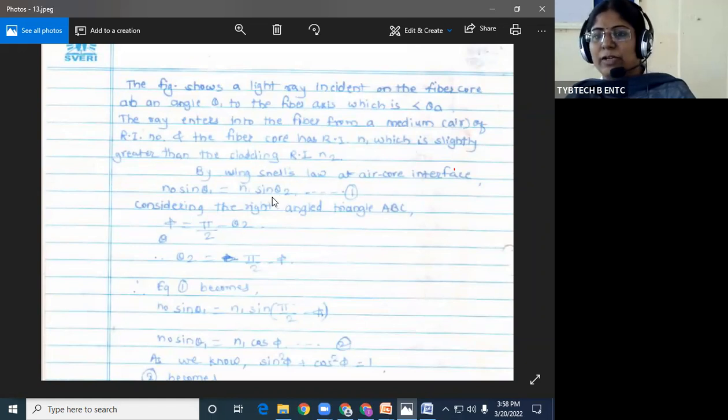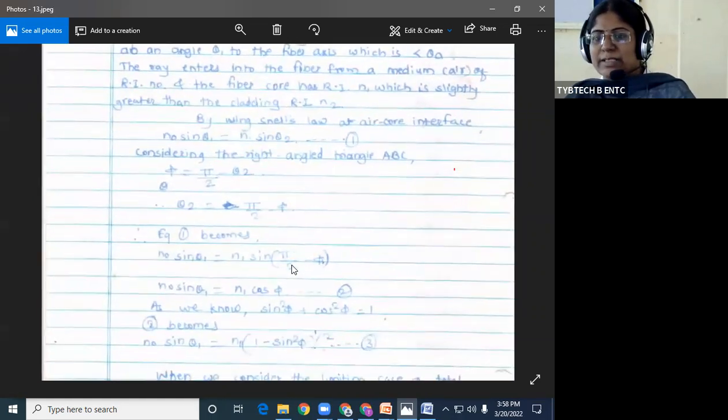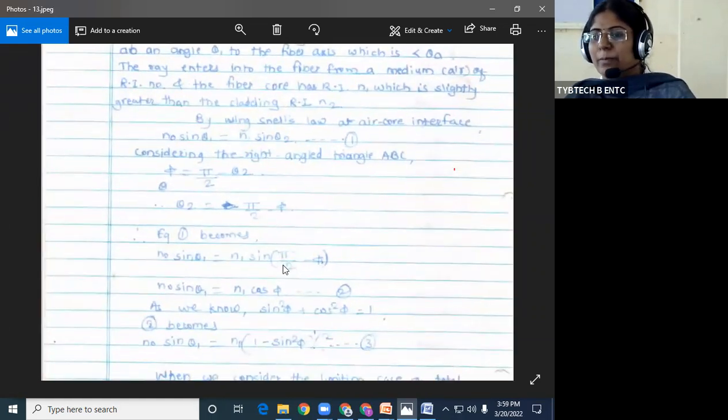But what is the formula for θ2? φ is equal to pi by 2 minus θ2, meaning θ2 is equal to pi by 2 minus φ. So this θ2 we can replace by pi by 2 minus φ. What angle is φ? This one here.